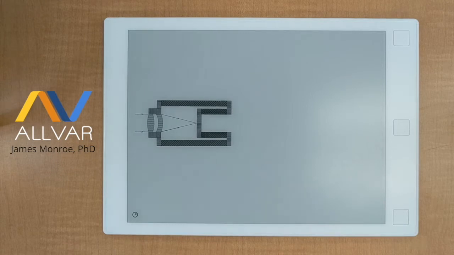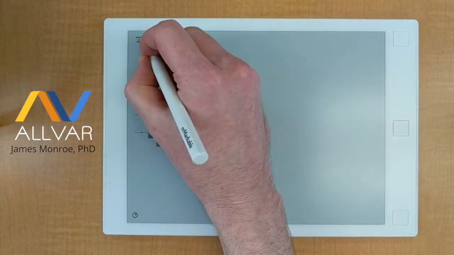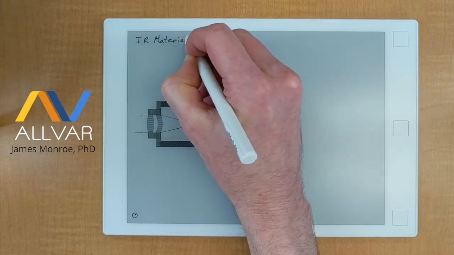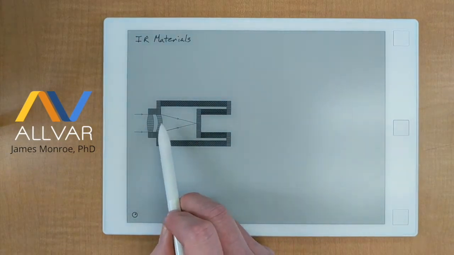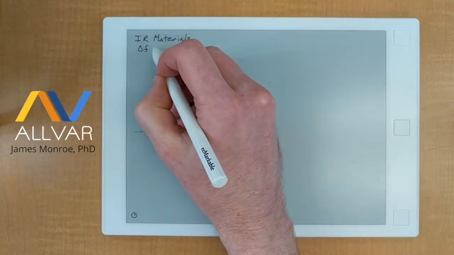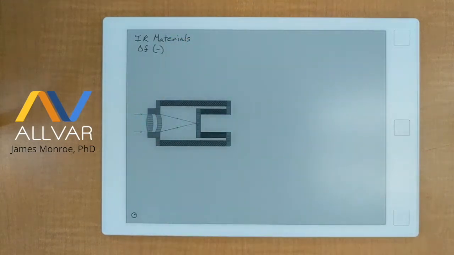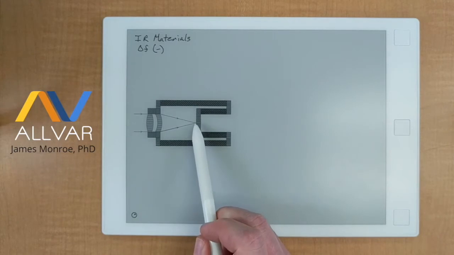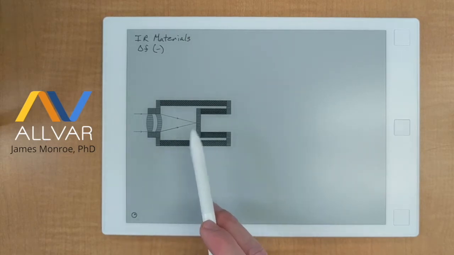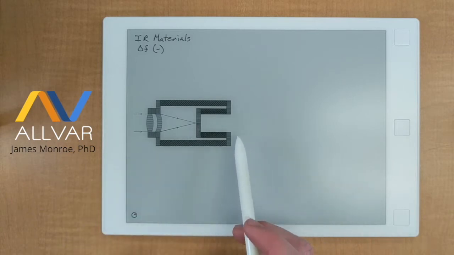Now, passive athermalization is an interesting problem, especially for infrared optic materials. That's because if you have an infrared optic lens material, you'll have a change in focal length that is negative. So as the temperature increases, you want your sensor to get closer to the lenses. Well, this is a fairly common design that's used to passively compensate for that natural shrinking with increasing temperature.